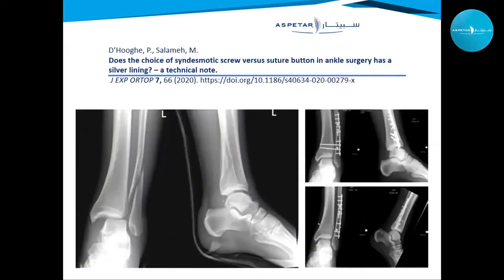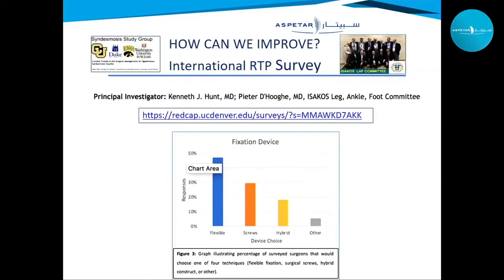One of our papers on that is that it's not an or, screw or suture button, it's an and. We use a screw in a fracture case for rigid fixation, and then we remove it and replace it by a suture button for early mobilization. Use the wins of both and remove the disadvantages of both.